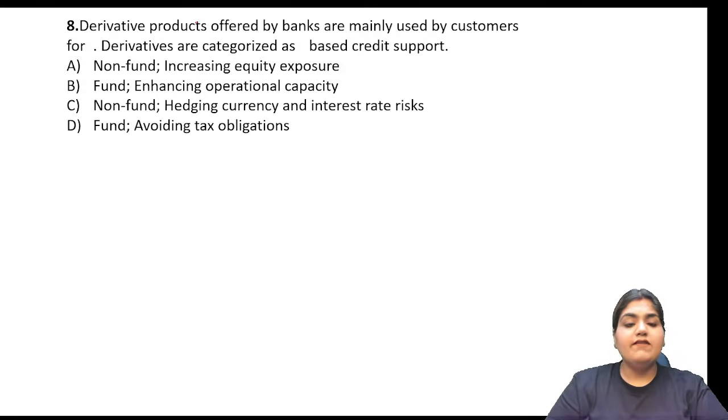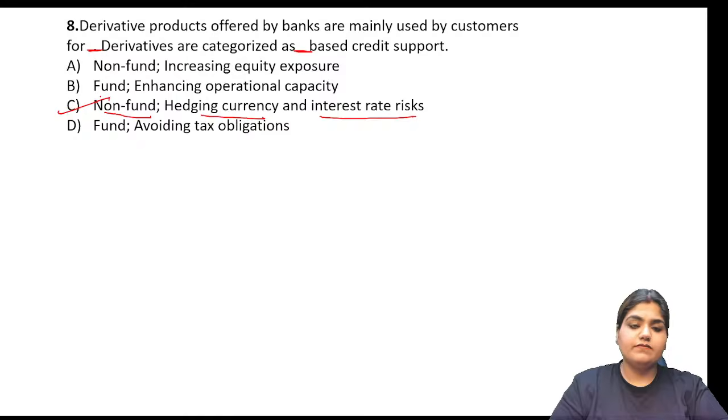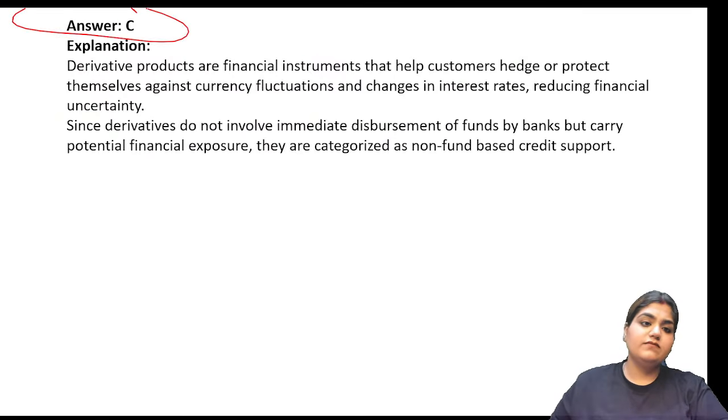Next. Derivative products offered by banks are mainly used by customers for hedging currency and interest rate risk. Derivatives are categorized as non-fund based credit products. C is the correct answer.